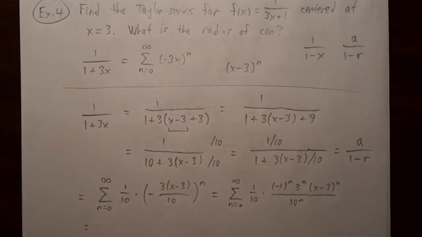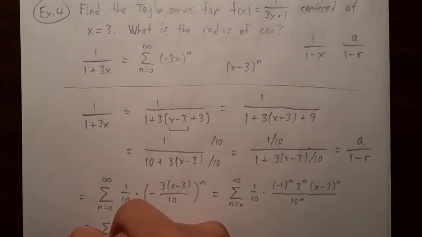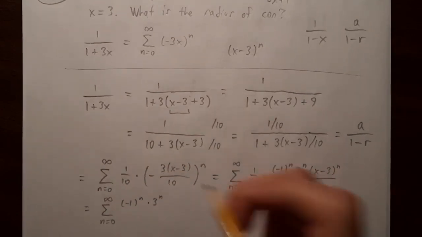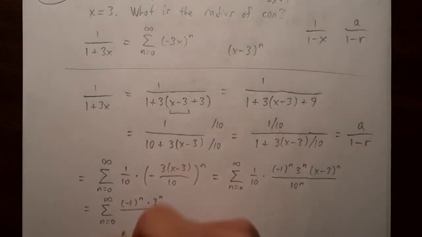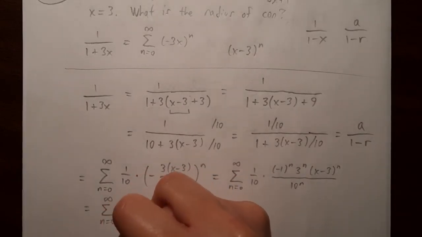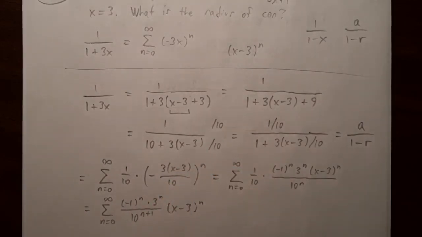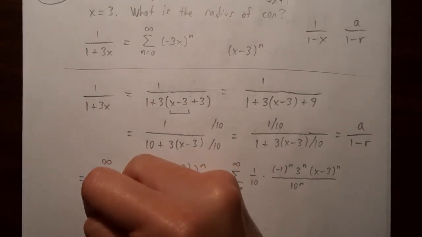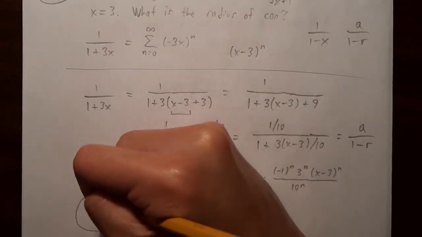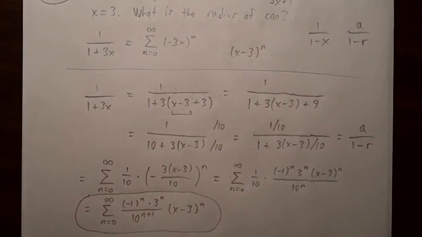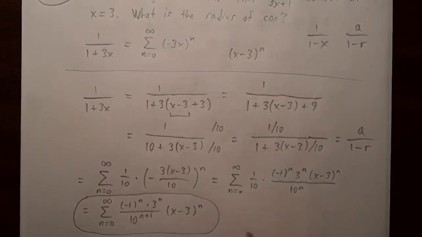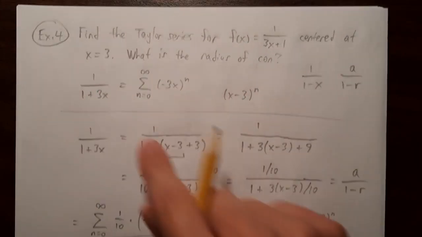And if I go and multiply the 1 over 10 through, I'm going to have, I think, minus 1 to the n times 3 to the n. I think I'm going to separate the x minus 3 apart. And down below, I'm just going to have 10 to the n plus 1 times x minus 3 to the n. All right, and I think we have accomplished our mission. Centered at 3, as required.